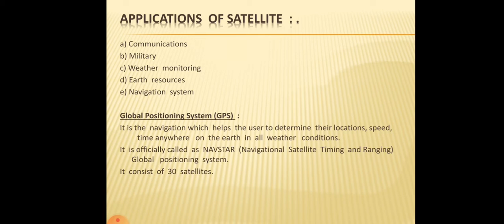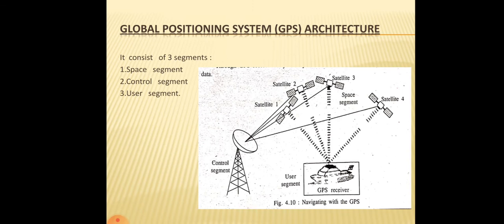Next we will be studying the global positioning system architecture. What all will it consist of? Space segment, control segment and user segment. The space segment of GPS consists of 24 satellites. Up there you can see all the satellites. So it will be 24 NAVSTAR satellites.